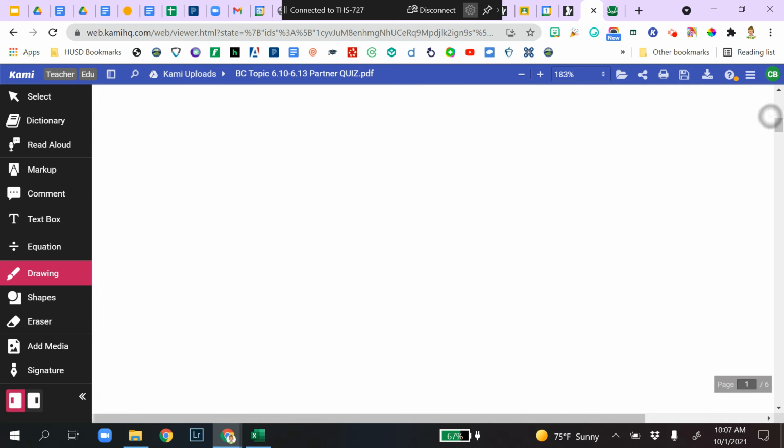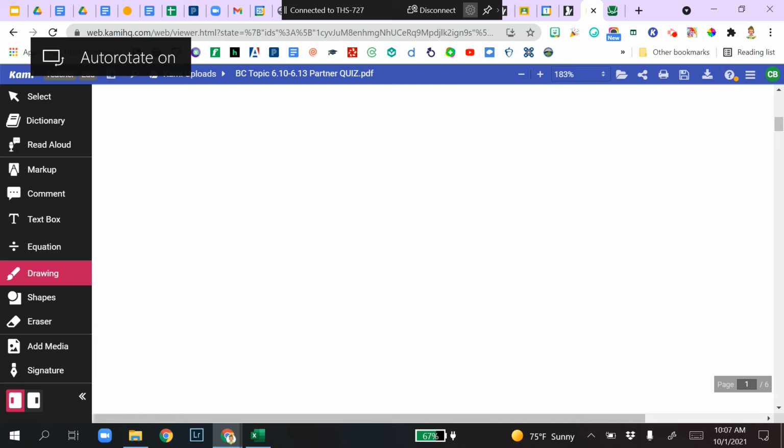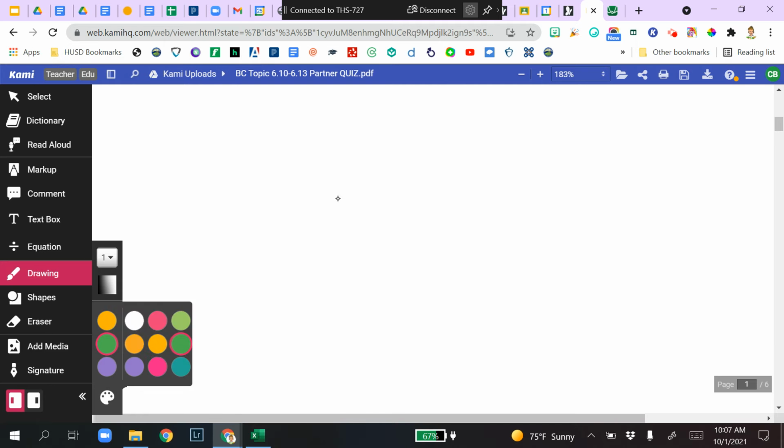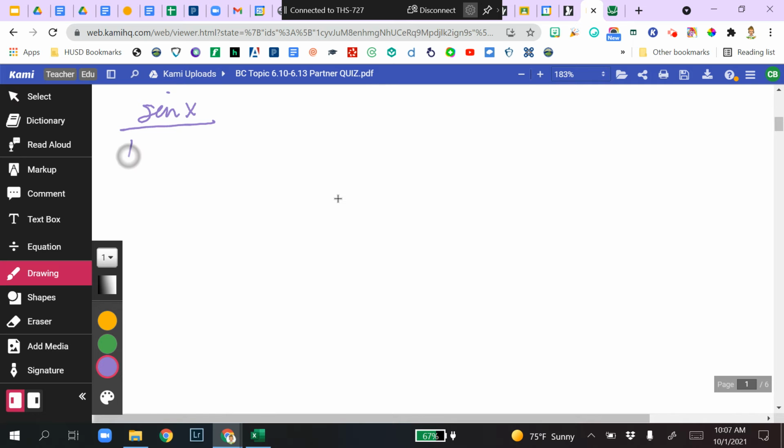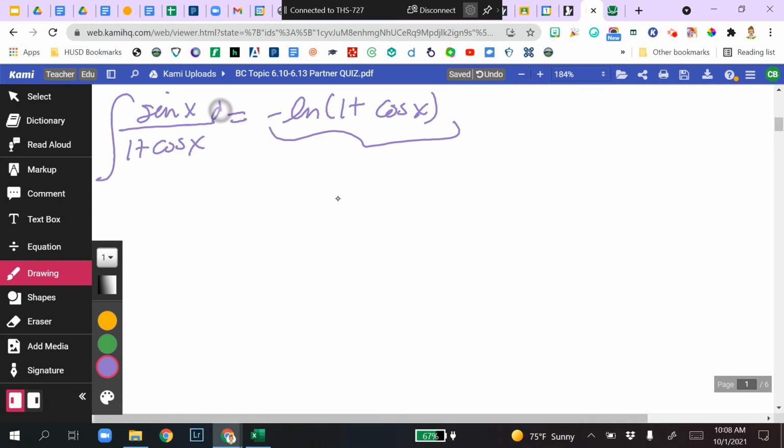It's basically manipulating the algebra on this one. So the key is recognizing that they tell you sine x over 1 plus cosine x is, and is means equals in math, right? The negative natural log of 1 plus cosine x. It says the antiderivative of. So if this is the antiderivative, to get to it, we integrated this.